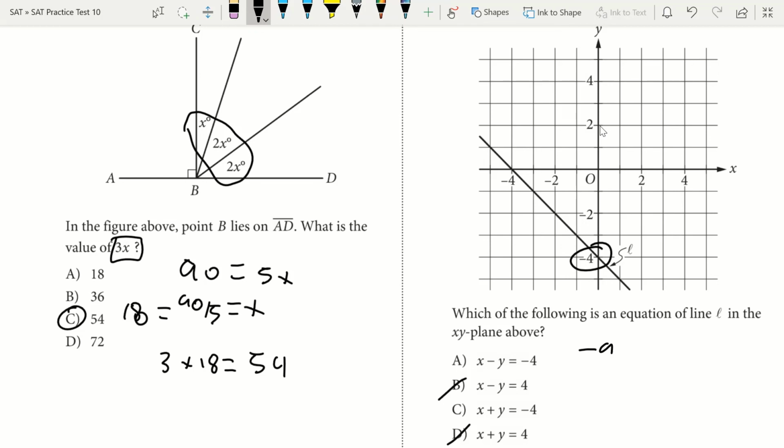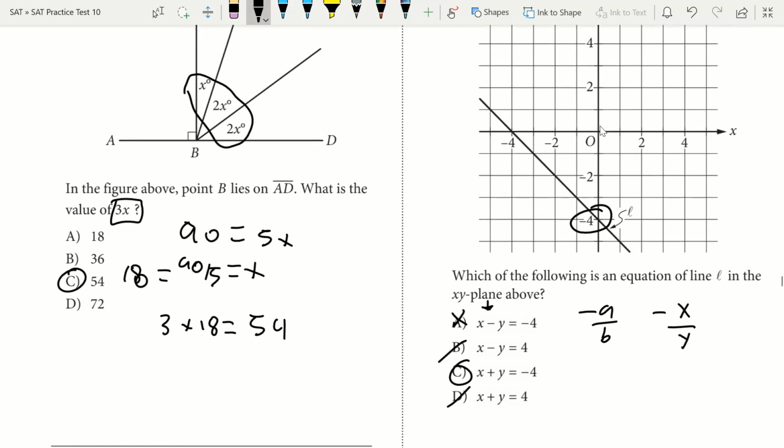So my slope, when I'm in standard form like this, is going to be negative A over B, where A is x and B is y. So my slope I know is negative 1, so I have to have that negative x over y. So I look for an equation that has x plus y, because then I'm going to have that negative x over y. Y is going to be positive, so that right there will give me my answer as C.